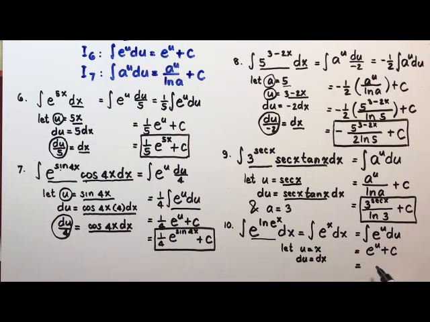And what is our u? Our u is just x, and then plus c. So this is our answer for example number 10. And that's it.